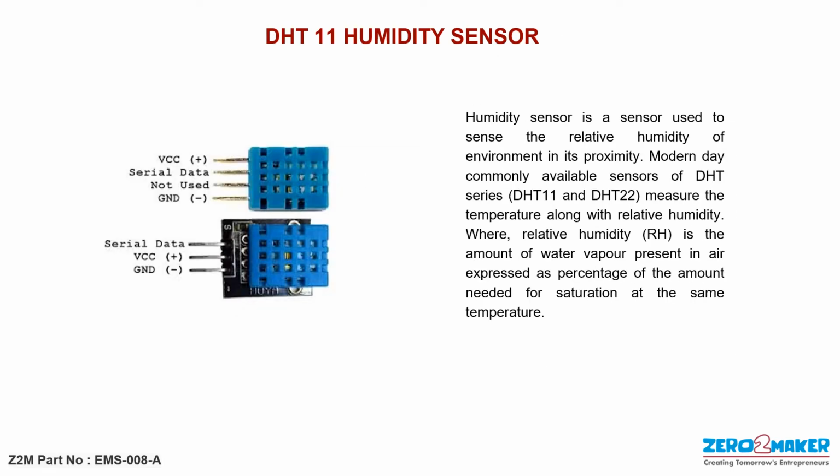DHT11 humidity sensor. Another model is DHT22. It depends on moisture in air and it shows us a temperature. So here 3 pins are available: VCC, ground and data. Some sensors have 4 pins also, but the fourth pin is a non-usable pin.